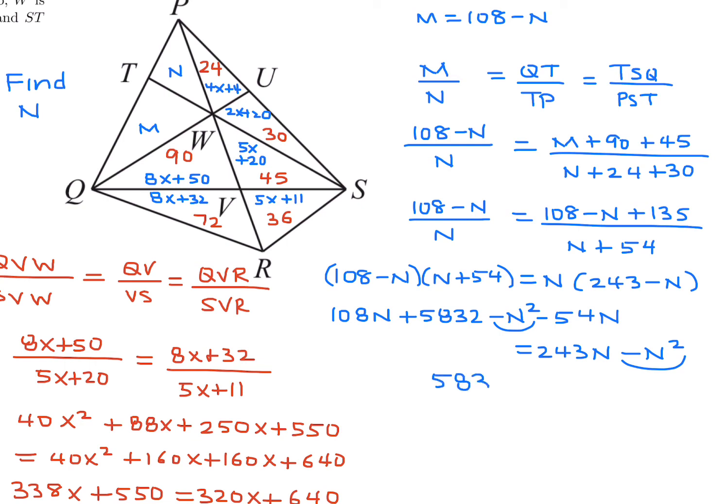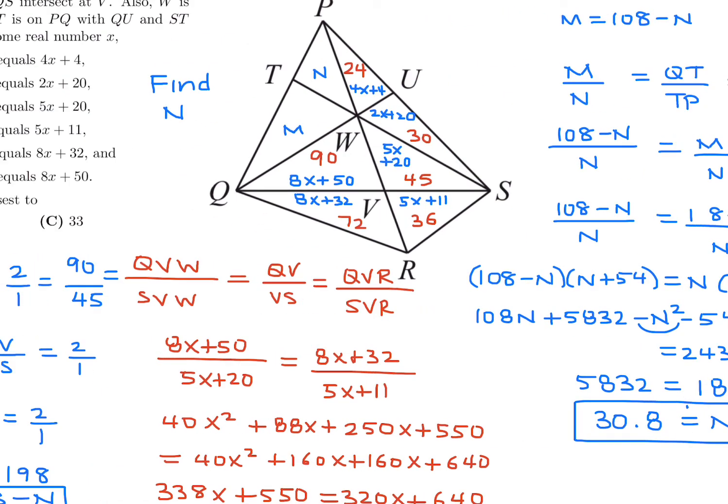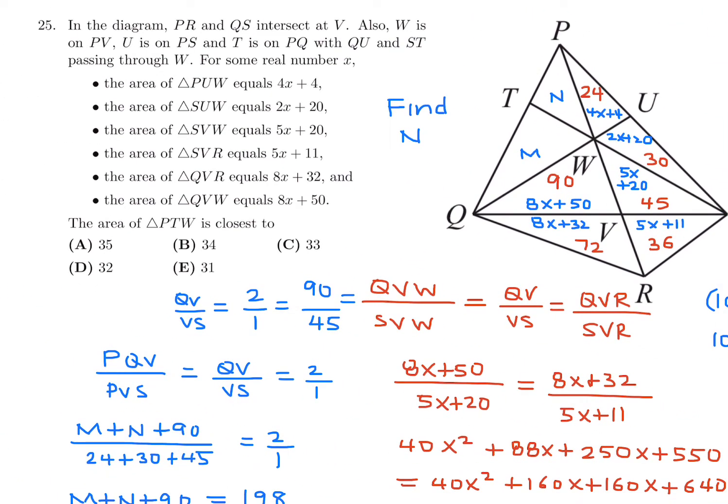And if I collect like terms, I'll get 189N. And then finally, N is 5832 divided by 189. When you do that, you get about 30.8. All right, 30.8. That was what I used to represent PTW, and therefore its value is 30.8, and that is closest to 31. Number 25, the answer is E.